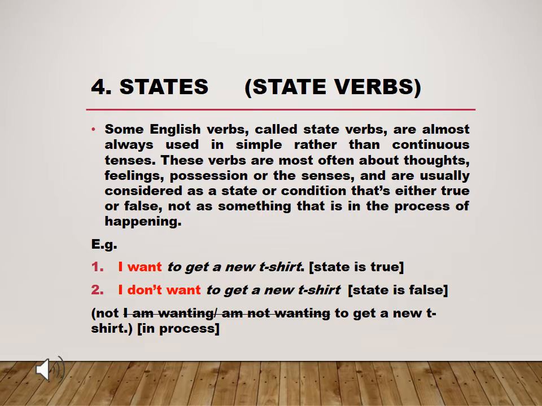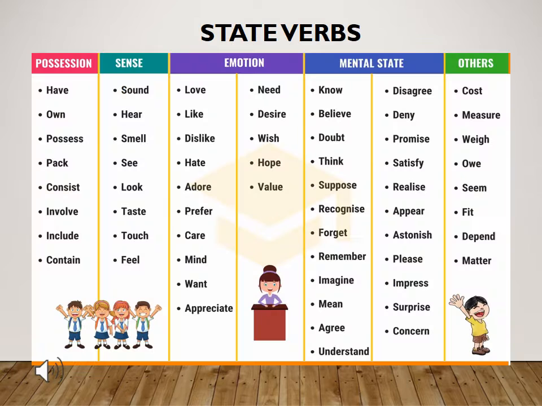But the important thing is, in both the cases, I cannot say I am wanting or I am not wanting to get a new t-shirt. Because if I say I am wanting, then it will show the process of happening, which is wrong. Because states cannot be something that is in the process of happening. In this chart of state verbs, you can see and learn different state verbs as they fall in different categories.